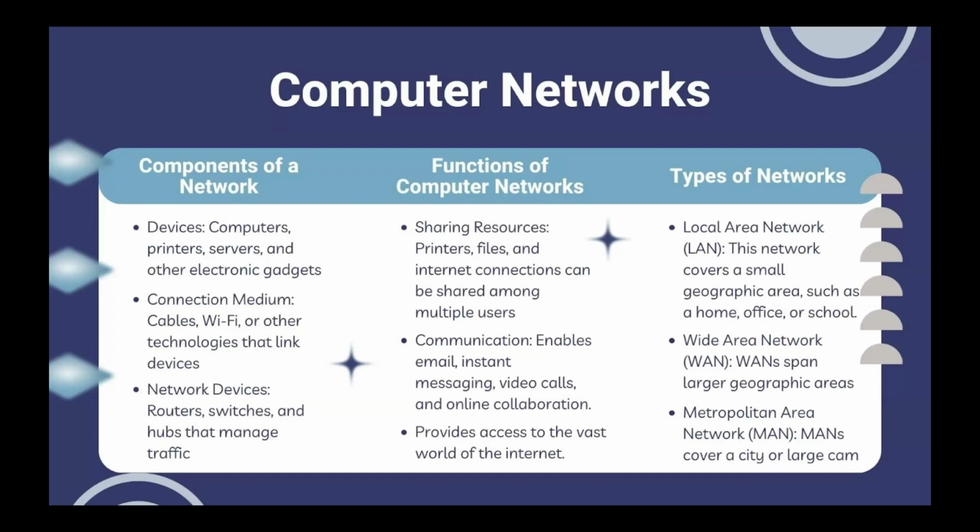And there are three types of networks: a LAN, which stands for Local Area Network, which is a small network that covers a small geographic area, such as a home, office, or school; a Wide Area Network, or WAN, which spans larger geographic areas; and a Metropolitan Area Network, or MAN, which covers a city or a large area.